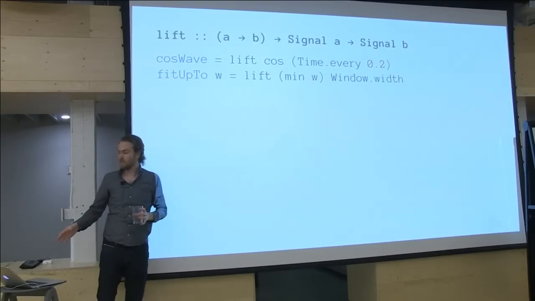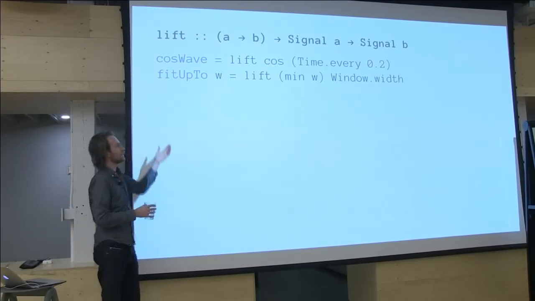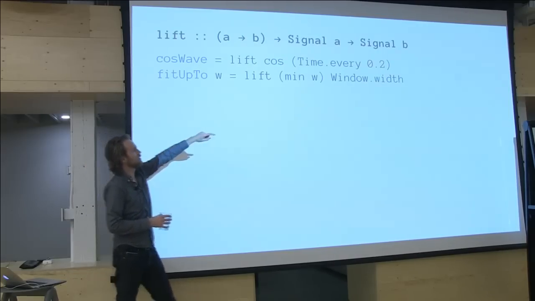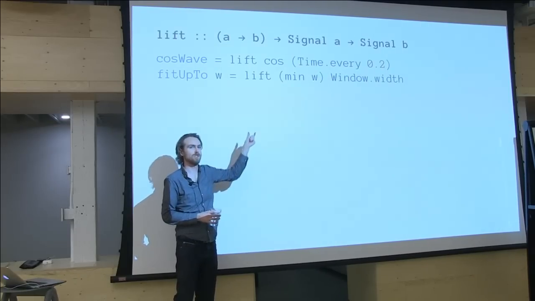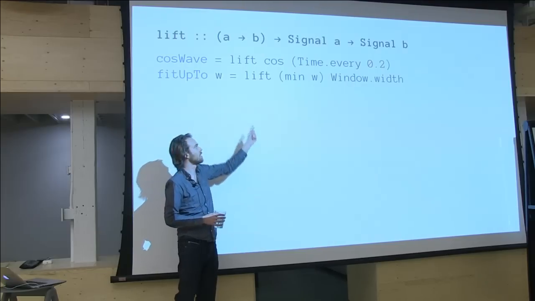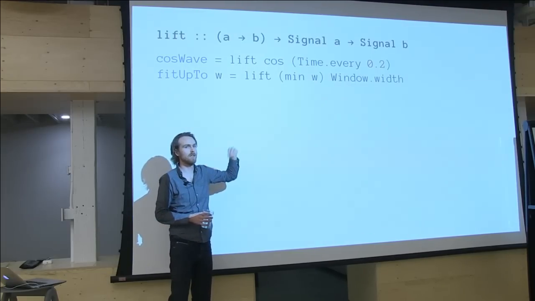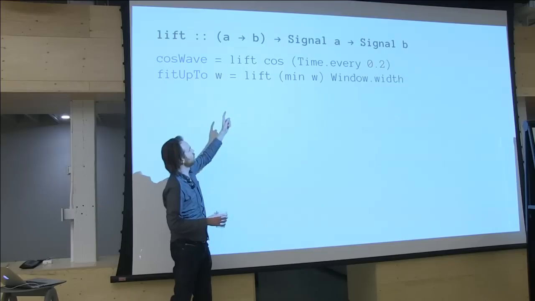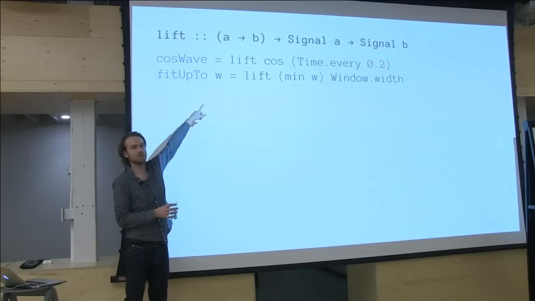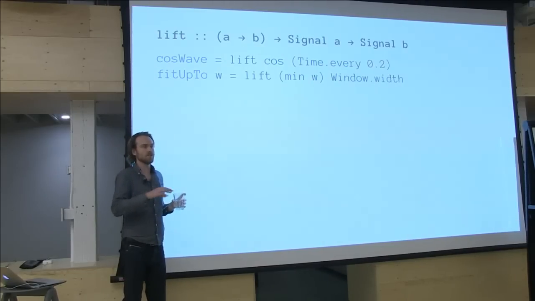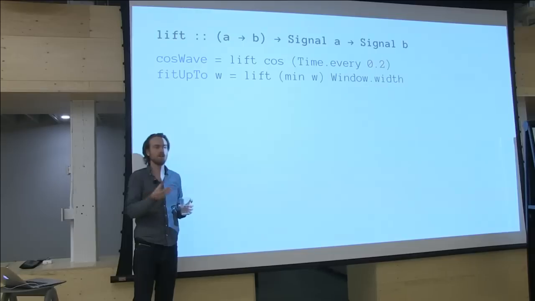fitUpTo is a function which takes some number w, and this is a little bit trickier, but min is a function which will take 2 arguments, but because of currying, min w is going to give you a function back which will return the minimum of w and whatever you give it. So lift (min w) windowWidth will give you the minimum of either w or window width, and that's a signal. So you say fitUpTo 500, and then you get a signal of numbers that are at least 500, and if it's not 500, then it's the width of the window.